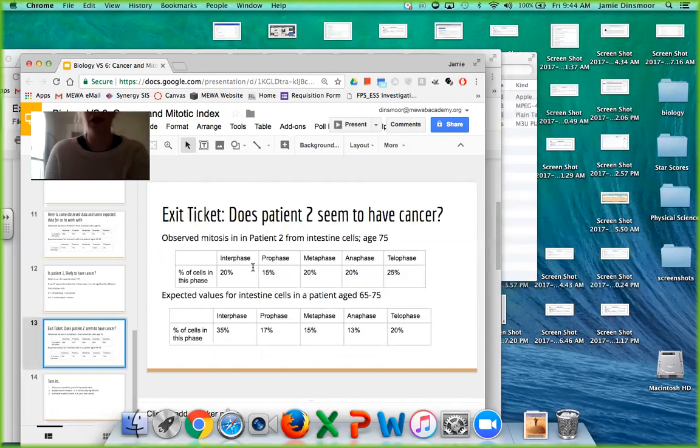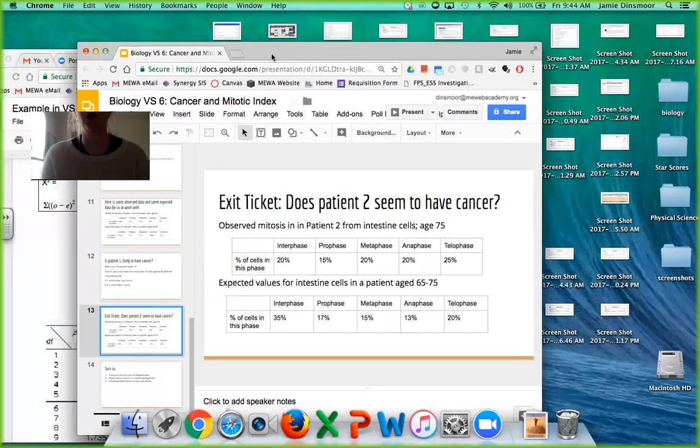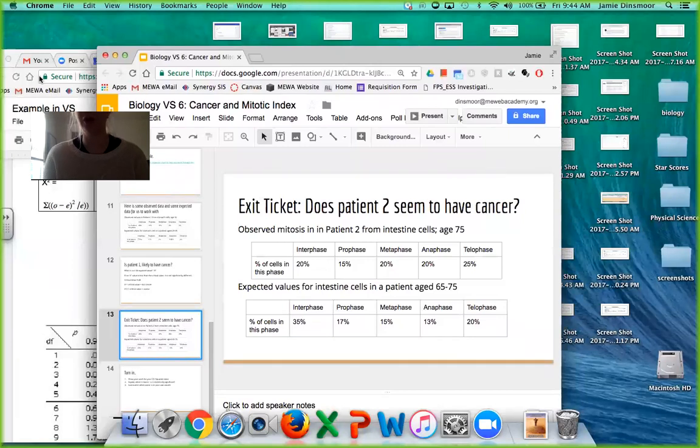So looking at the data for patient 2, looking at the chart, let me know if you have any questions. The final step using the chart confused me. Okay, good. So we'll go over that first.